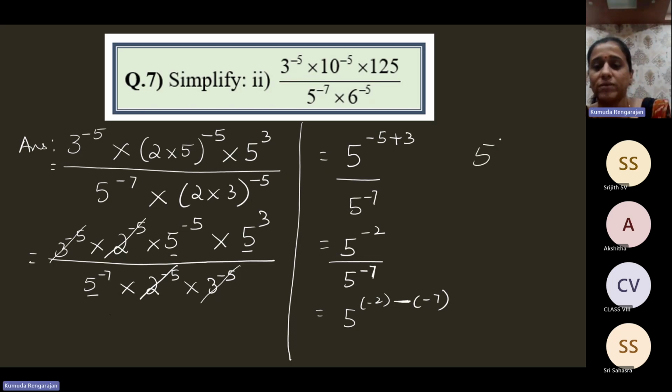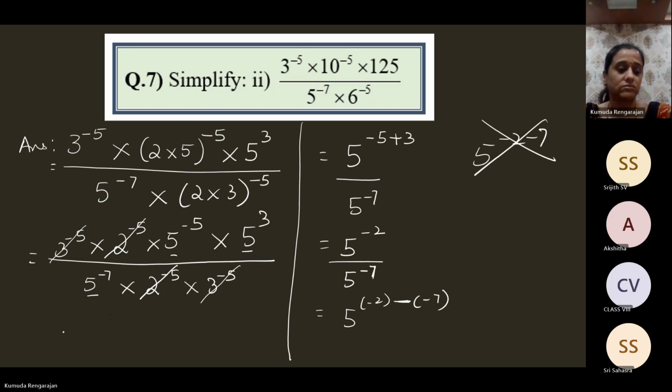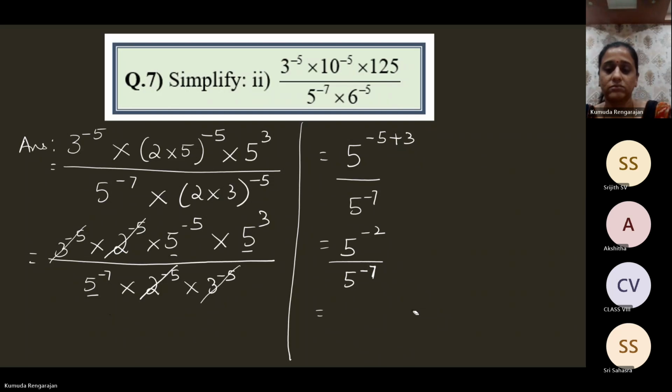It's not 5 to the power minus 2 minus 7 like this. It's not this. This is wrong. I'll write that for you again. See, it's 5 raised to the power... We have one power minus 2 and the other is minus 7. Subtract the powers.